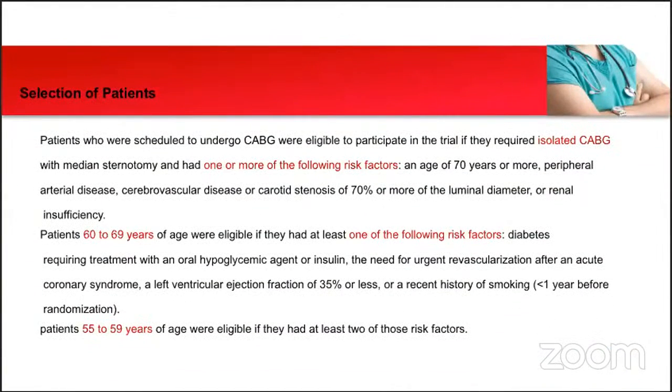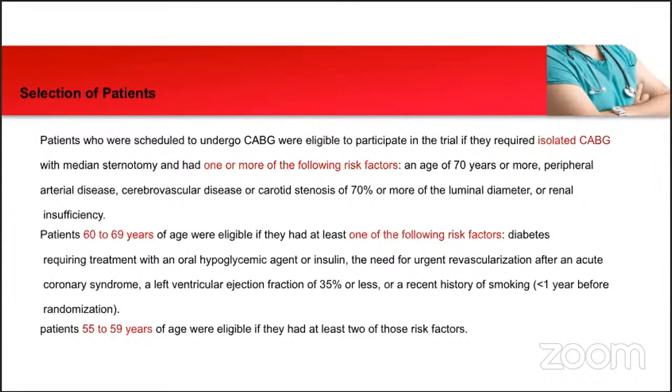For selection of patients, patients who underwent randomization were eligible to participate in the trial if they required isolated CABG with median sternotomy and had one or more of the following risk factors: age of 70 or more, peripheral arterial disease, cerebrovascular disease, carotid stenosis of 70% or more of the luminal diameter, or renal insufficiency.